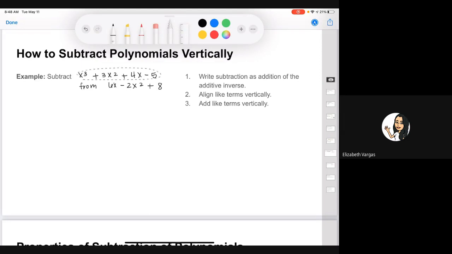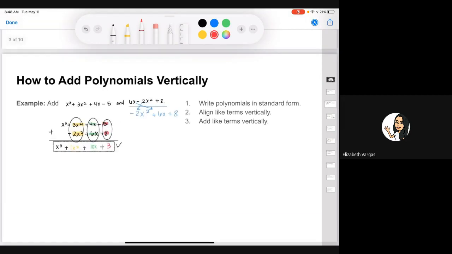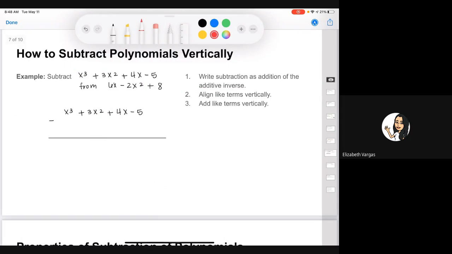Okay, so I'm going to move this down. And now I'm just subtracting vertically. So I'm going to subtract up and downwards. Now remember what I did whenever I did the addition. I rearranged that expression so that it's easier for me to subtract downwards. I'm going to do the same thing here.